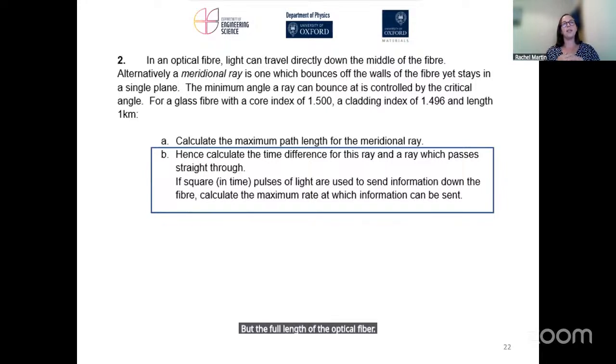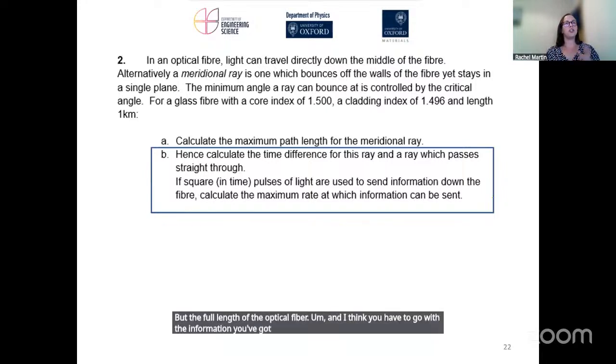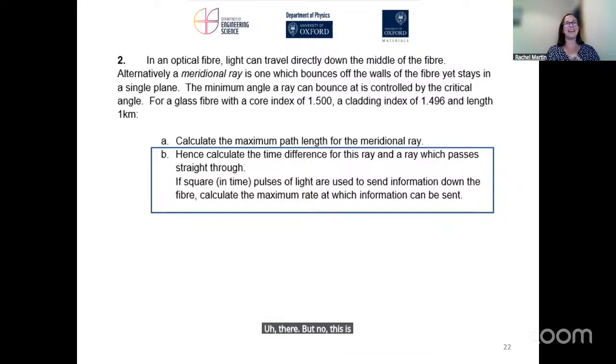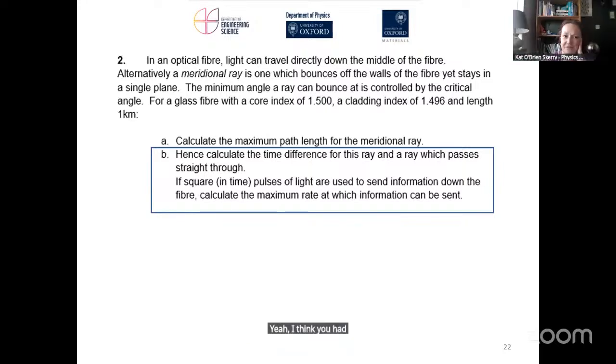And I think you have to go with the information you've got in the question. How can you model it there? But no, this is always the thing that everyone finds a bit challenging with this question. I think you had at least 8 of those questions were all about that longest path. So I've ticked them all off as answered live now, but if you still need any more clarification, do come back to us.